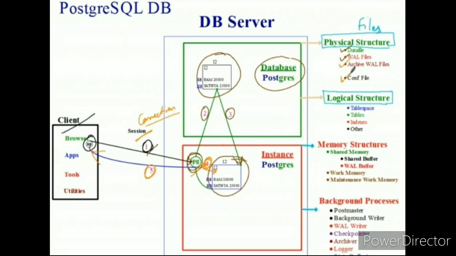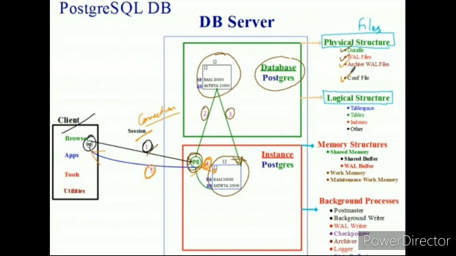A database server consists of an instance and a database. The default instance name is Postgres, and the default database name is Postgres. Whenever the user or client gives a request, it fetches the information from the database and responds to it. An instance is a combination of memory structure and background processes.